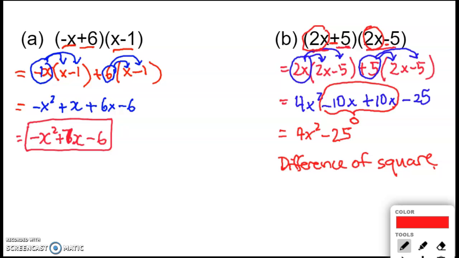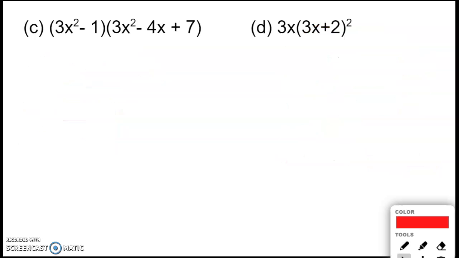So that is the reason you are multiplying a binomial by another binomial and you end up with a binomial. Here you multiplied a binomial by a binomial and ended up with a trinomial. Okay, let's look at the next problem. The first polynomial is a binomial. The second polynomial has three terms, so it's a trinomial. So you're multiplying a binomial with a trinomial.